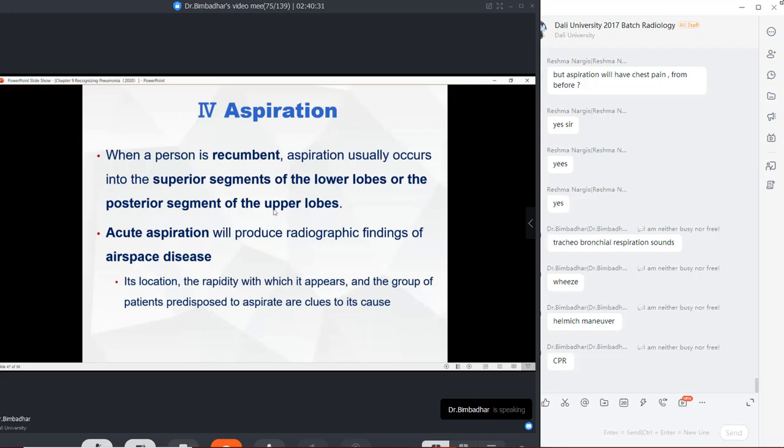Acute aspiration will produce the radiographic findings of airspace disease. Since the airspace is compromised by the entry of a foreign particle, sometimes mucus plugs and food particles or any kind of fluid, it will block the bronchus. So airspace disease will show up here. The group of patients predisposed to aspirate are the clues to its cause. Rapidly, spontaneously developing symptoms should tell me about the clinical condition of the patient.